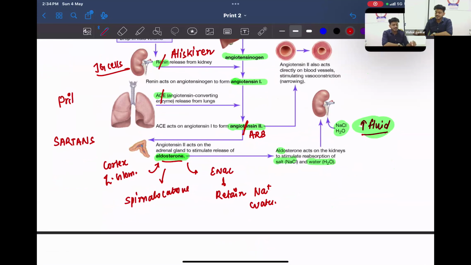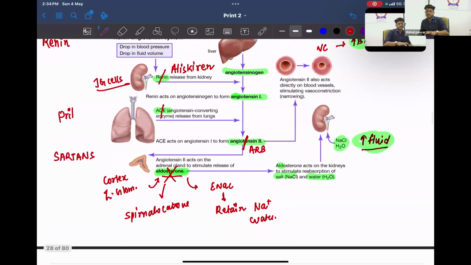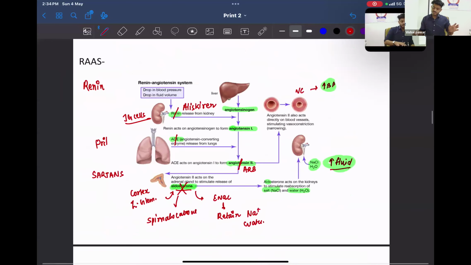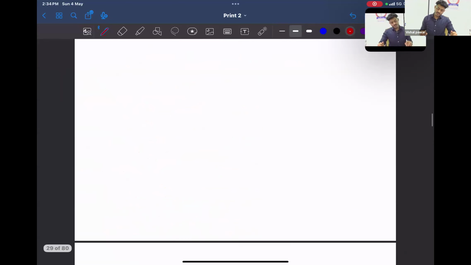spironolactone. Yes, just remember the mnemonic EAT. Apart from EAT, what is it going to be? Aldosterone blocker. They are going to block the aldosterone, right? So this is how you can use the drugs. So what are the drugs you will be using in overall BP management?